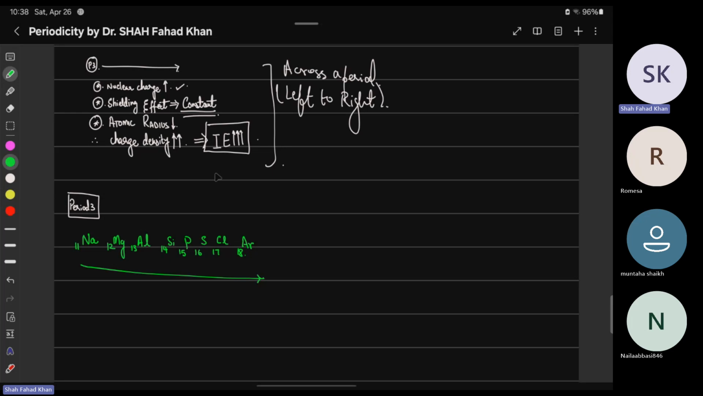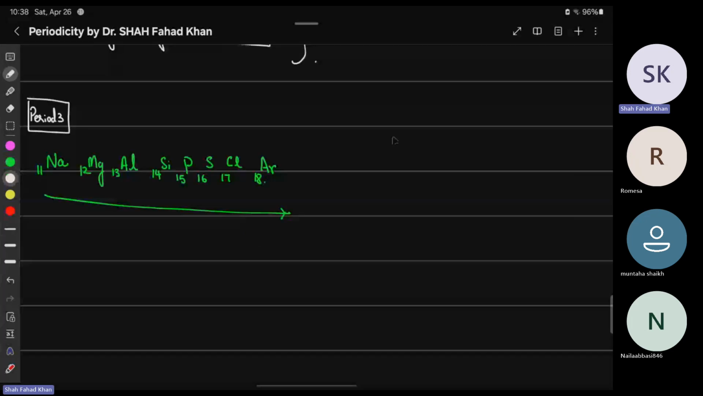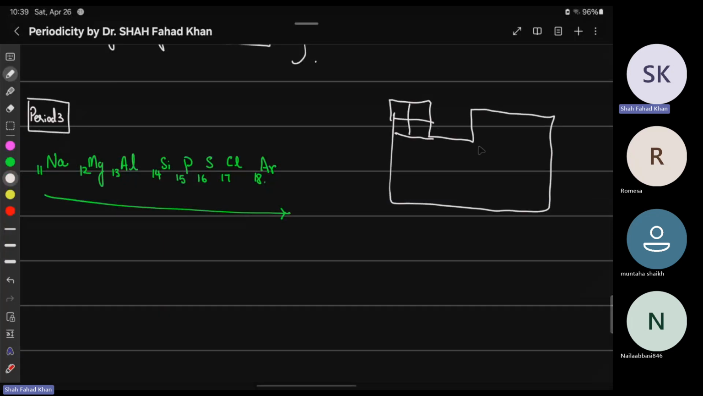If you were to draw this out on the periodic table, these elements would look somewhat like this. If this is the periodic table, we're talking about this line, the third row, because you also have hydrogen and helium over there. This is period number 1, this is period number 2, and this is period number 3.